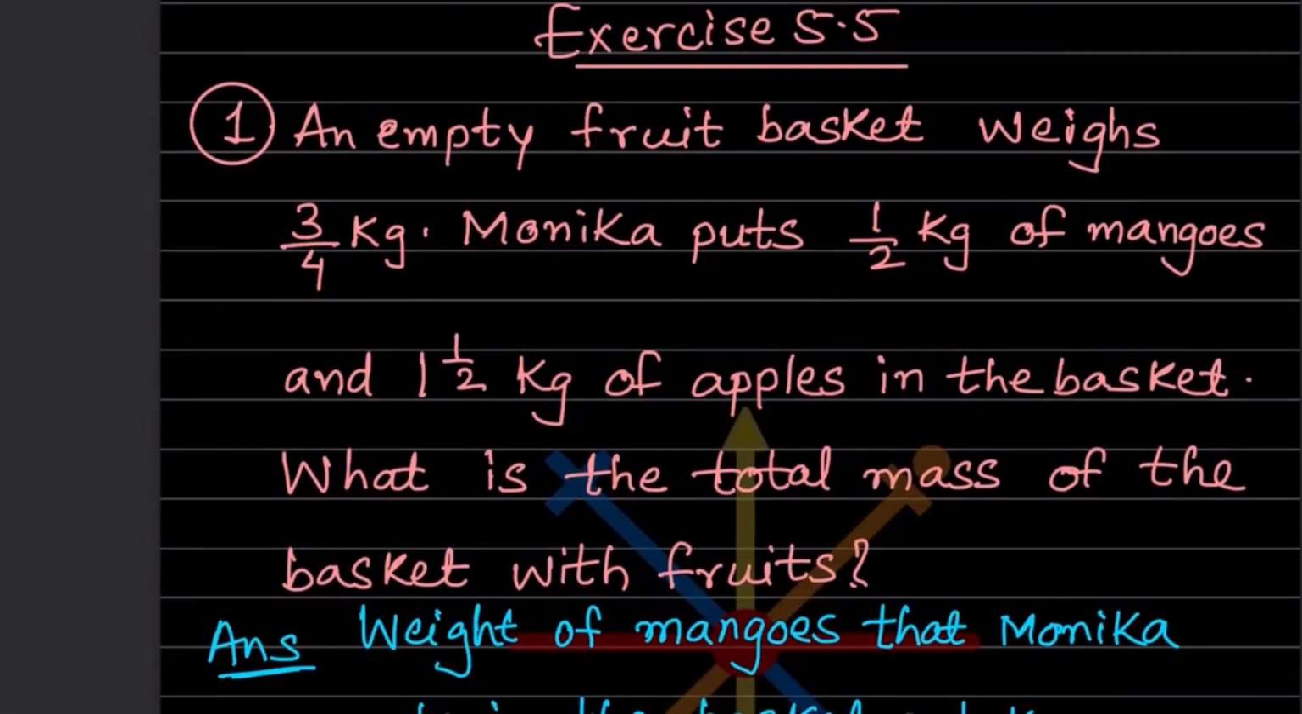So the first question of this exercise: an empty fruit basket weighs 3 by 4 kilogram. Monica puts half kg of mangoes and half kg of apples in the basket. What is the total mass of the basket with fruits? So here the total mass is asked over here.